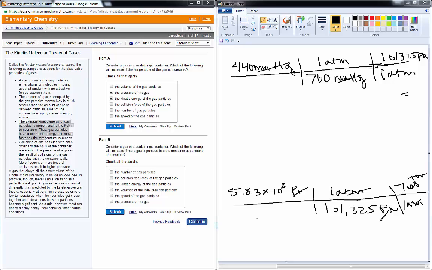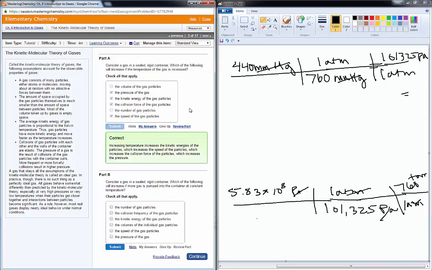So we can also select the collision force of the gas particles increases. Those 3 for sure. And then looking at these other ones, the volume, let's see, the number of gas particles, that doesn't change. The speed, yeah, that'll go up because the kinetic energy, which is movement, increases, but the volume doesn't because I'm in a rigid container. That's what rigid means. The sides can't move. So that's what we've got for part A.